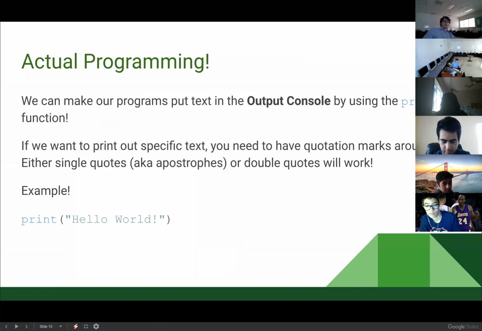All right, actual programming. We can make our programs put text into the output console by using the print function. We're going to be using Python for our intro to programming for this class. So if you've already done Python, this will be a nice little refresher. If you want to print out specific text, you need to have quotation marks around it. Either single quotes or apostrophes or double quotes will work for this. So if I wanted to print the words hello world, I would say print, parentheses, hello world inside the parentheses, inside quotes.